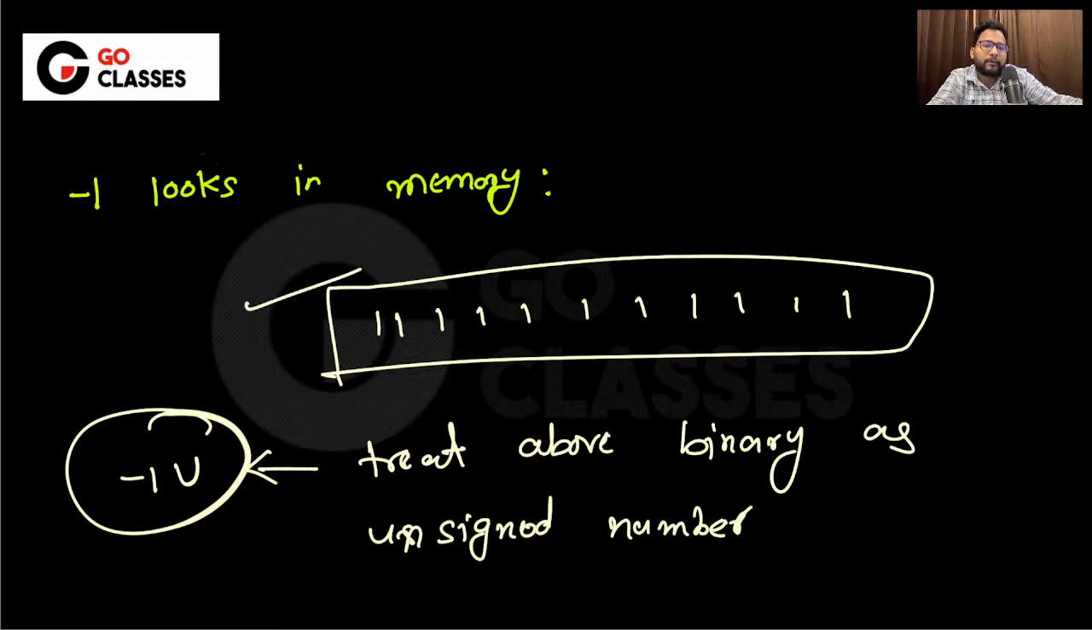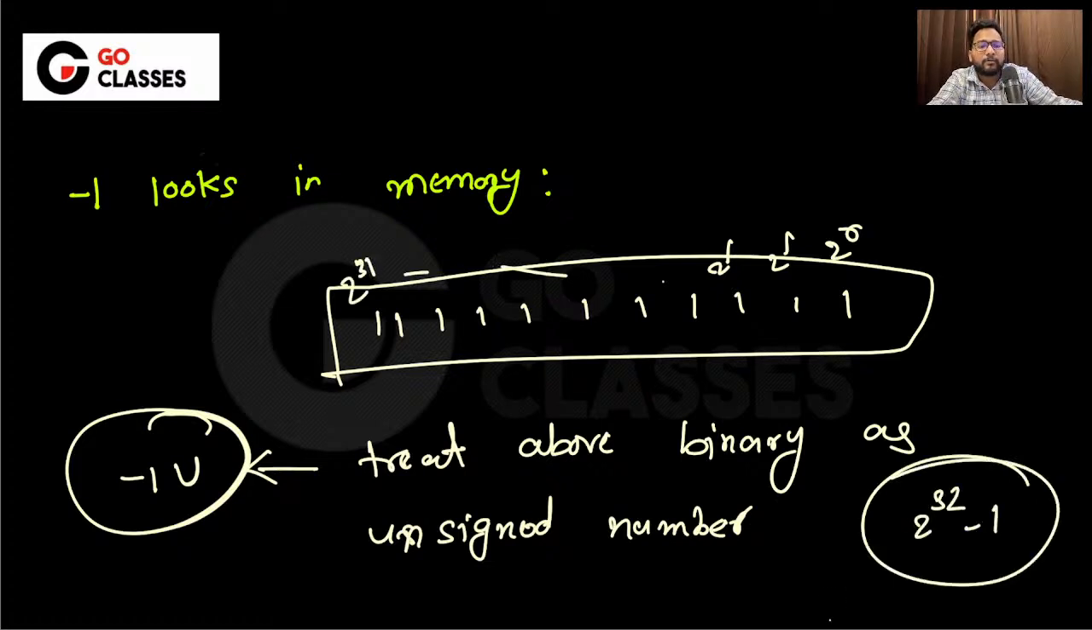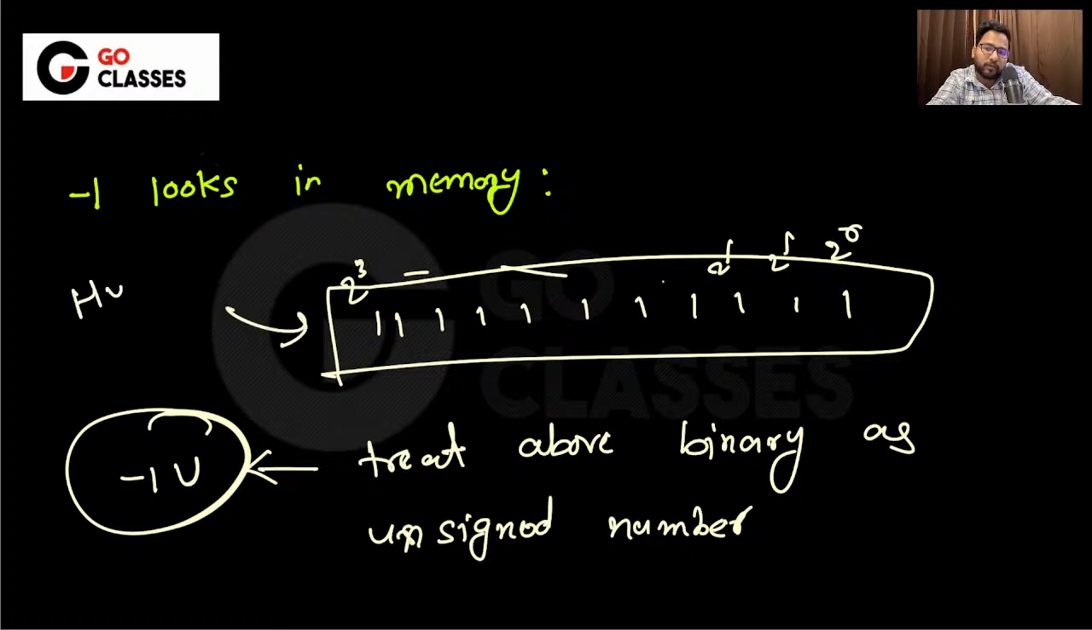It will be 2 power 0 plus 2 power 1 plus 2 power something like this, right? If these are, let's suppose 32 bits, then it will be a huge number, right? 2 power 0 plus 2 power 1 plus up to 2 power 31, which will be 2 power 32 minus 1, something like this. Let's not worry about the exact number, but if you treat it as unsigned number, then it will be a huge number. So basically -1 in memory is like this only.